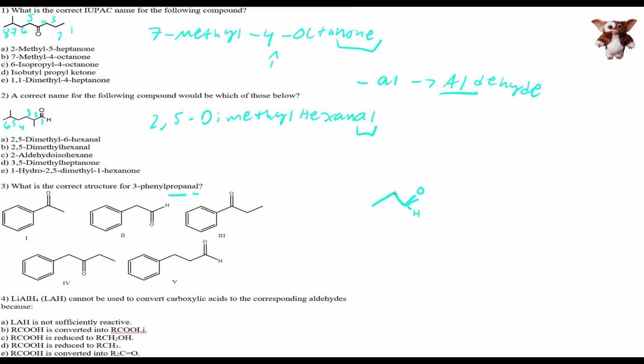Now on the 3rd carbon, we're going to have a phenyl group. So 1, 2, and 3. Let's make a phenyl group. So let's do this. If I can draw this correctly, I probably can.